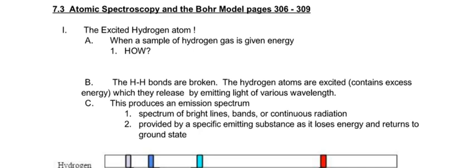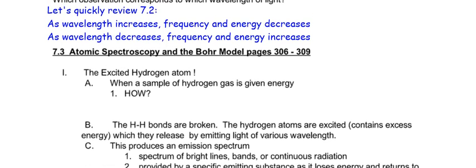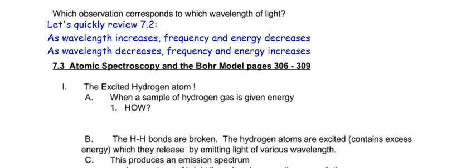This is 7.3. We are just following 7.2, where we learned about the nature of light. And we learned that light has wavelengths and light has frequency. And then with Max Planck's help, we learned that light has energy. He's the one that came up with the direct relationship between energy and frequency, which means the indirect relationship between frequency, energy, and wavelength. So as wavelength goes up, frequency and energy decrease.